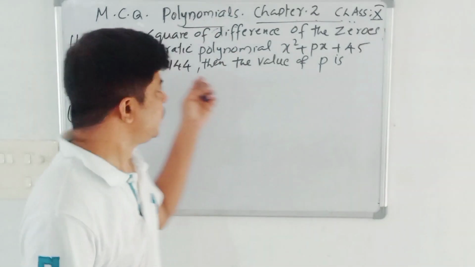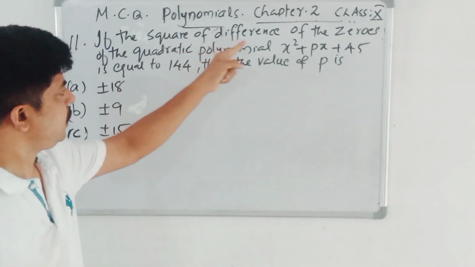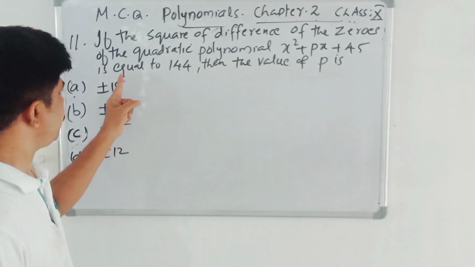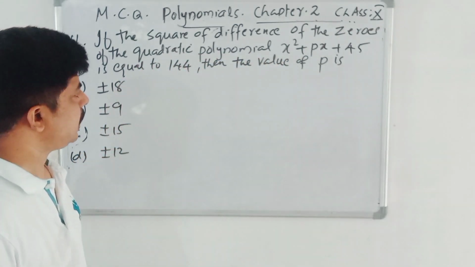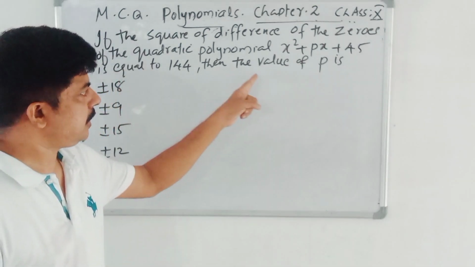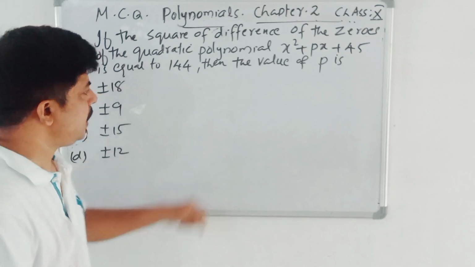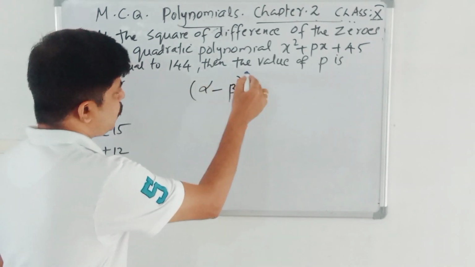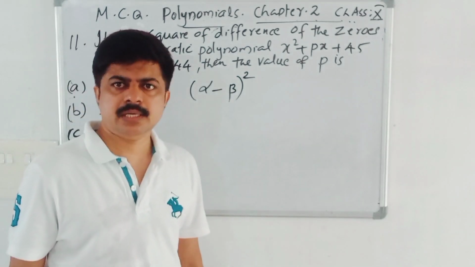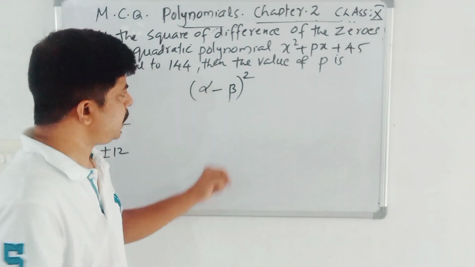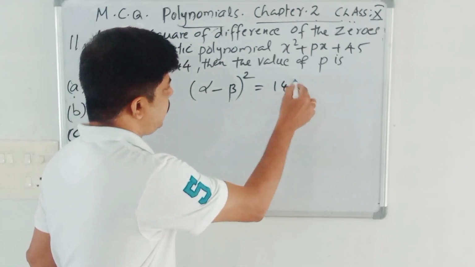To the next question: the square of the difference of the zeros of the quadratic polynomial x² + px + 45 is equal to 144. Then the value of p is dash. We are given the square of the difference. According to the given condition, the zeros are alpha and beta. The square of their difference, (alpha − beta)², is given as 144.